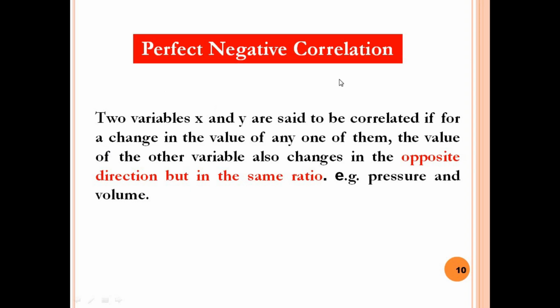Perfect negative correlation. Two variables x and y are said to be correlated if for a change in the value of any one of them, the value of the other variable also changes in the opposite direction but in the same ratio. For perfect negative correlation, this is in the opposite direction but in the same ratio. For example, pressure and volume. This is the example of perfect negative correlation.